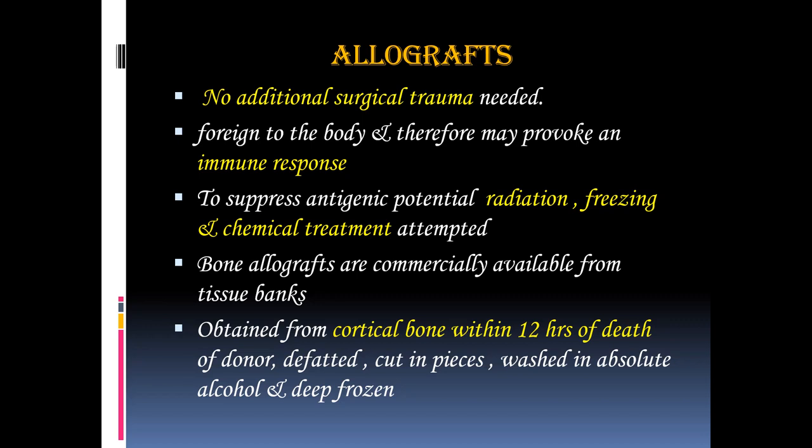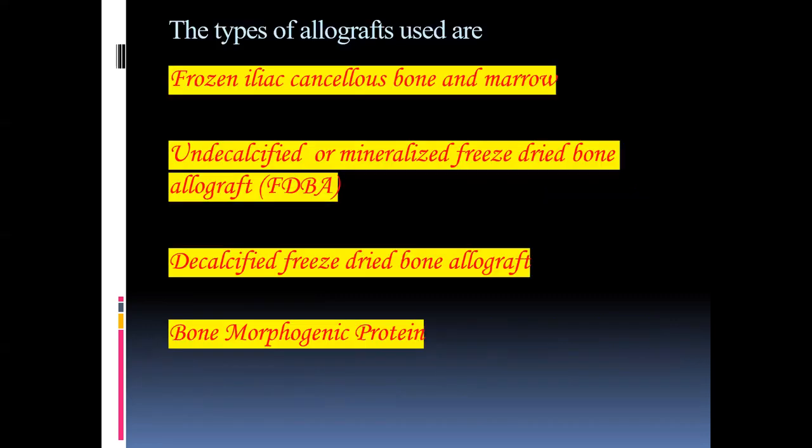It is obtained from the cortical bone within 12 hours of the death of a donor. It is defatted, cut into pieces, washed in absolute alcohol, and deep-frozen. Types of allograft used are frozen iliac cancellous bone and marrow, mineralized freeze-dried bone allograft, decalcified freeze-dried bone allograft, and bone morphogenetic proteins.